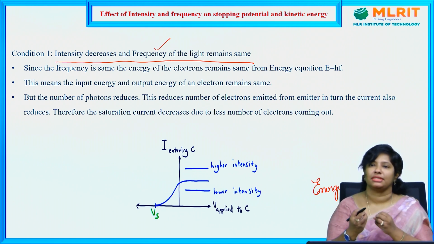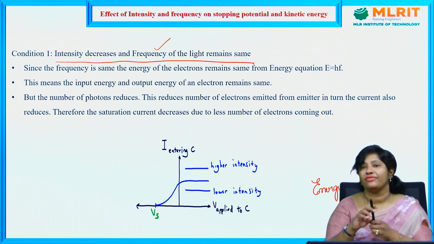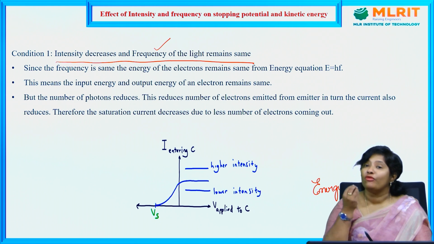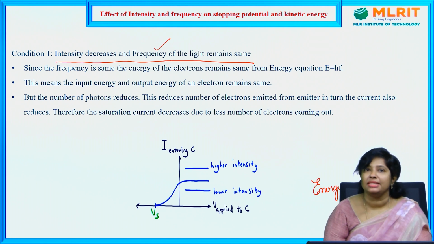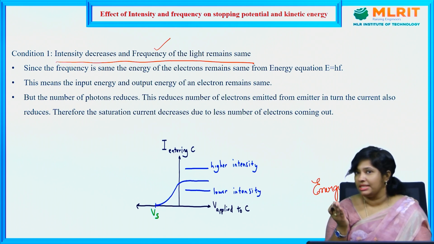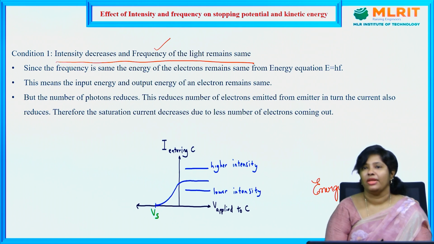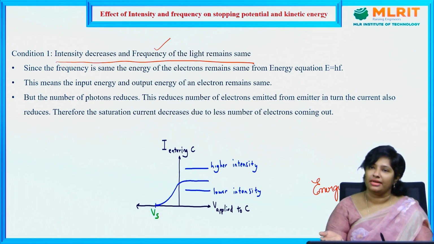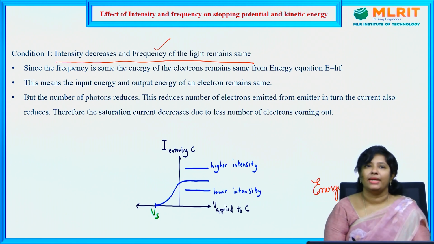When the intensity is decreased, the number of photons emitted from the light decreases. As the frequency of the light remains the same, whatever energy is carried by the electrons remains the same. Since the frequency is the same, the energy of the electrons remains the same. From the equation, we can say that E is equal to hf. As the frequency remains the same in this equation, the energy also remains the same. This means that the input energy and the output energy of an electron remain the same. The electron coming out will also have the same energy, but the number of photons reduces.